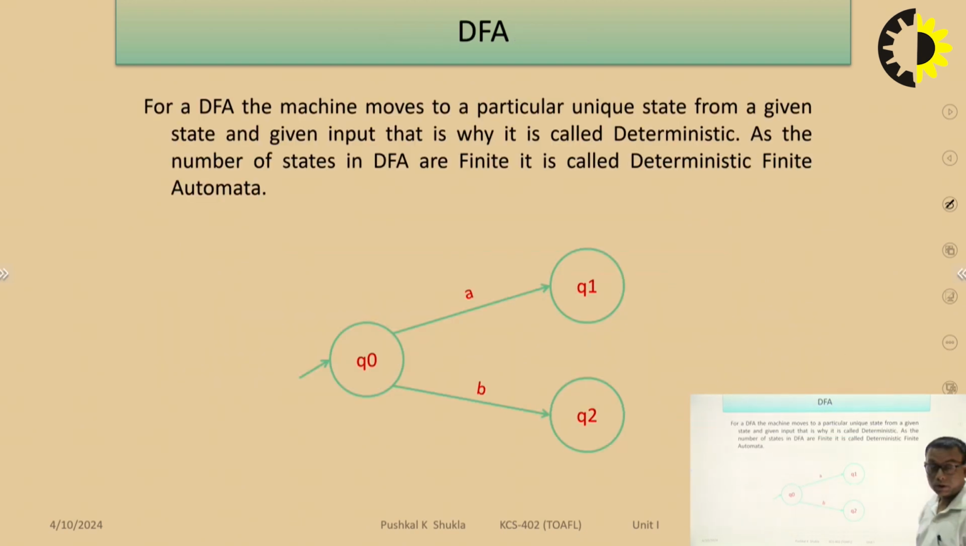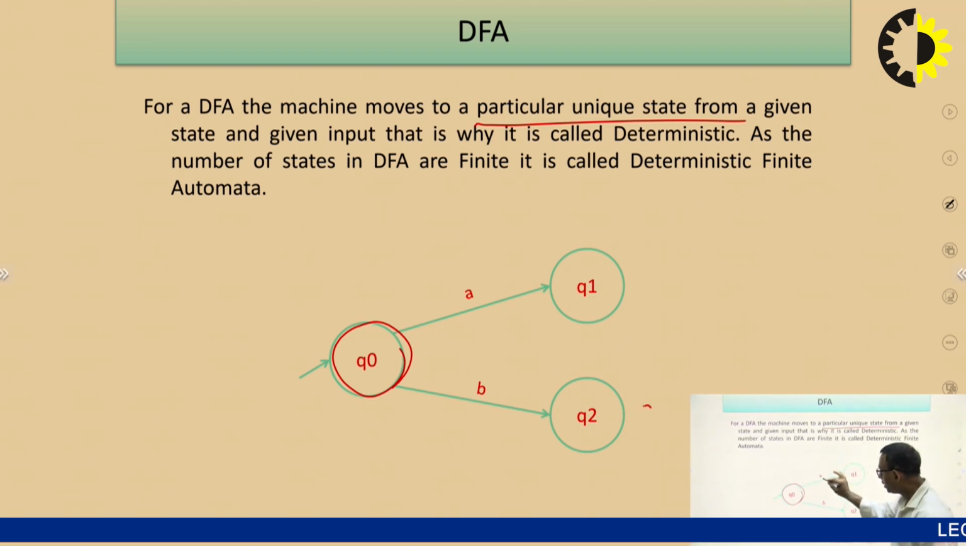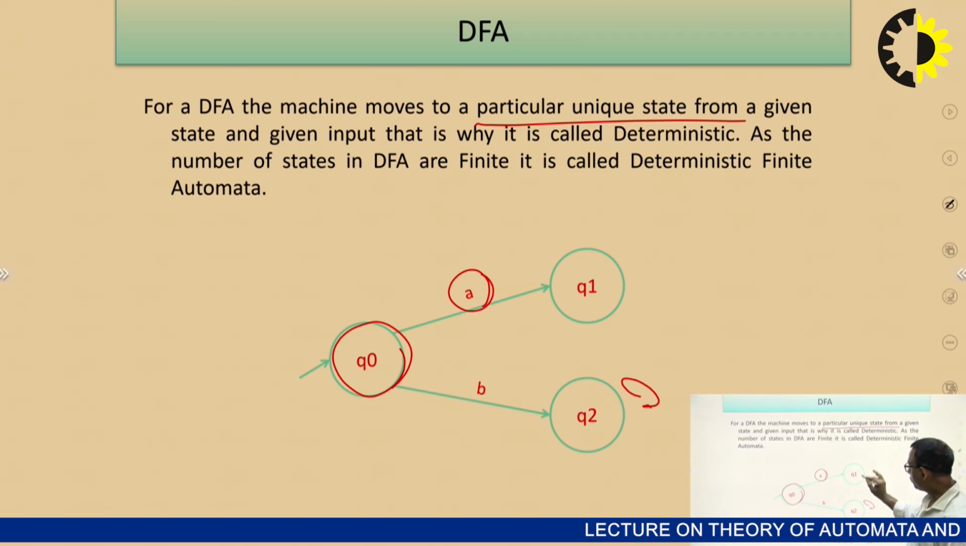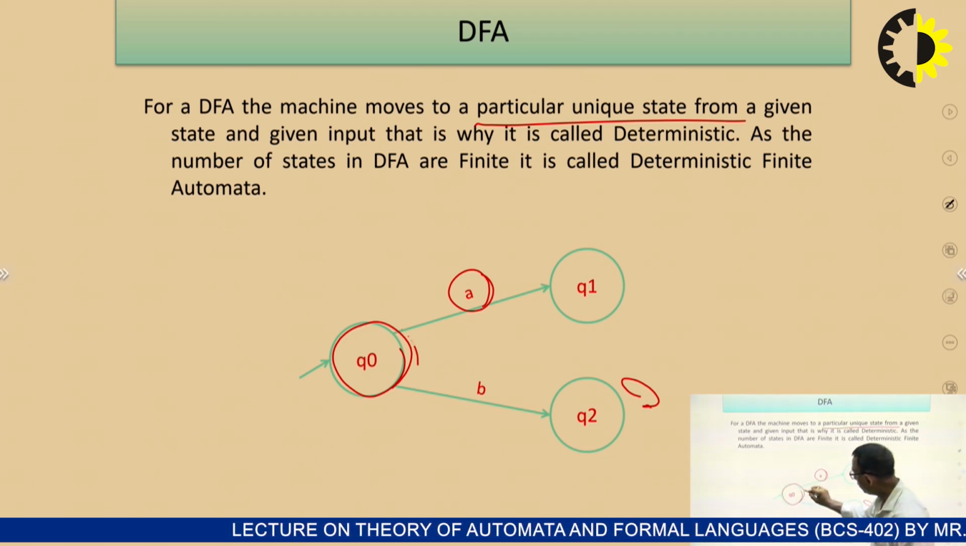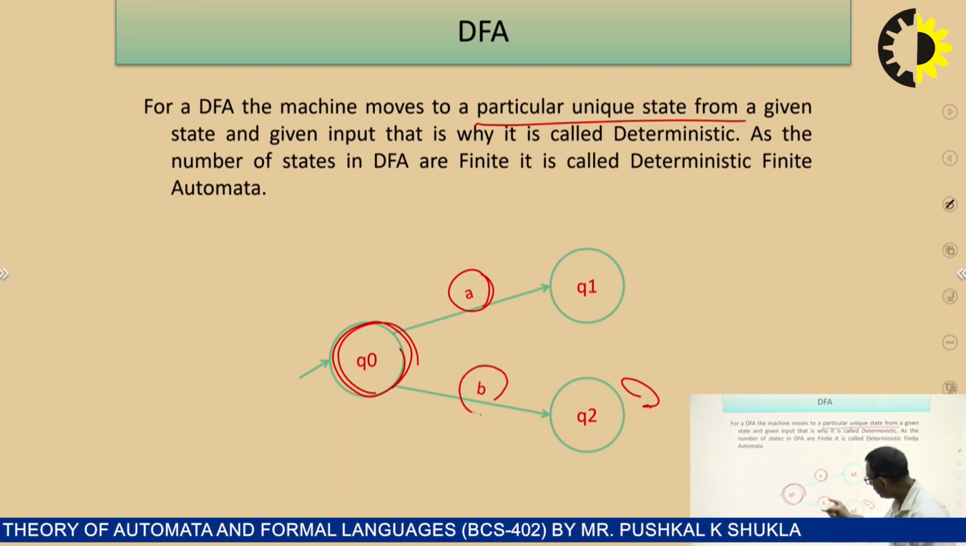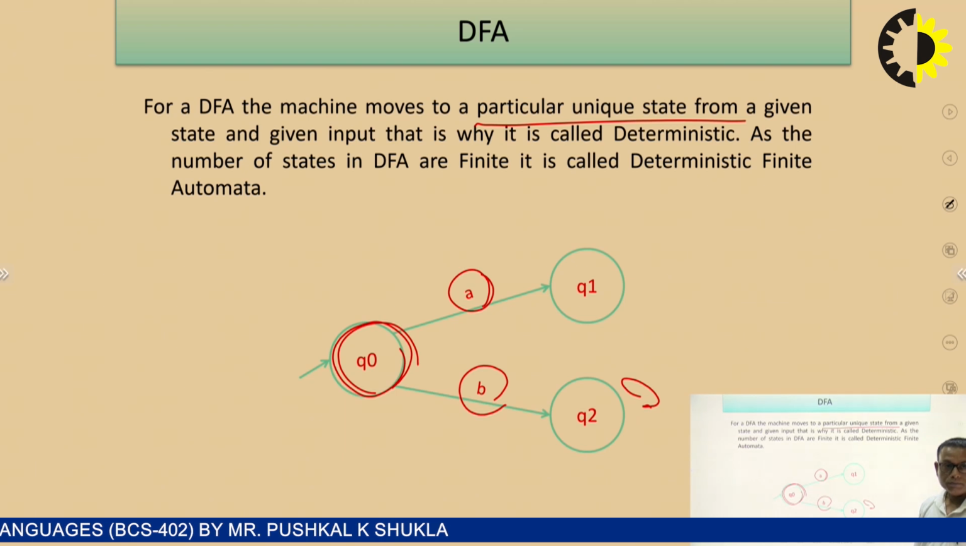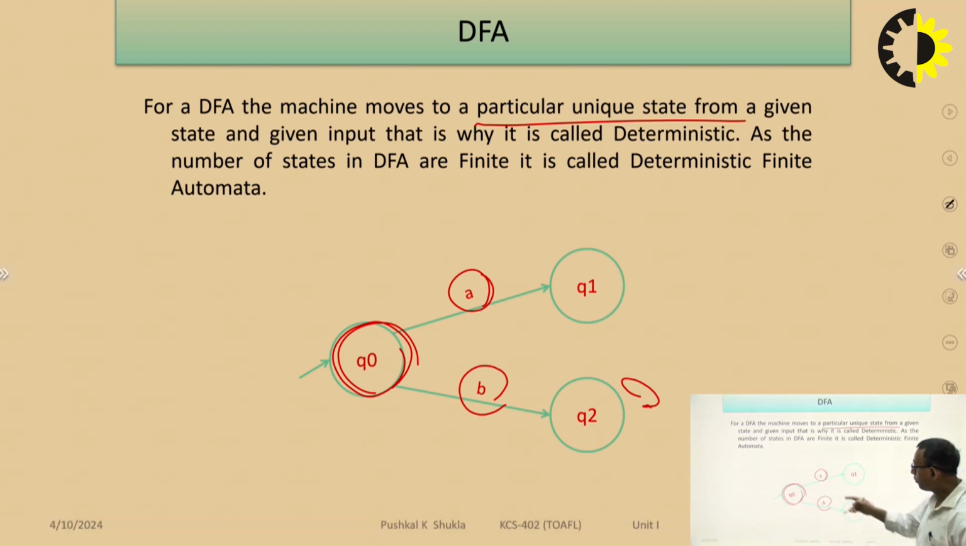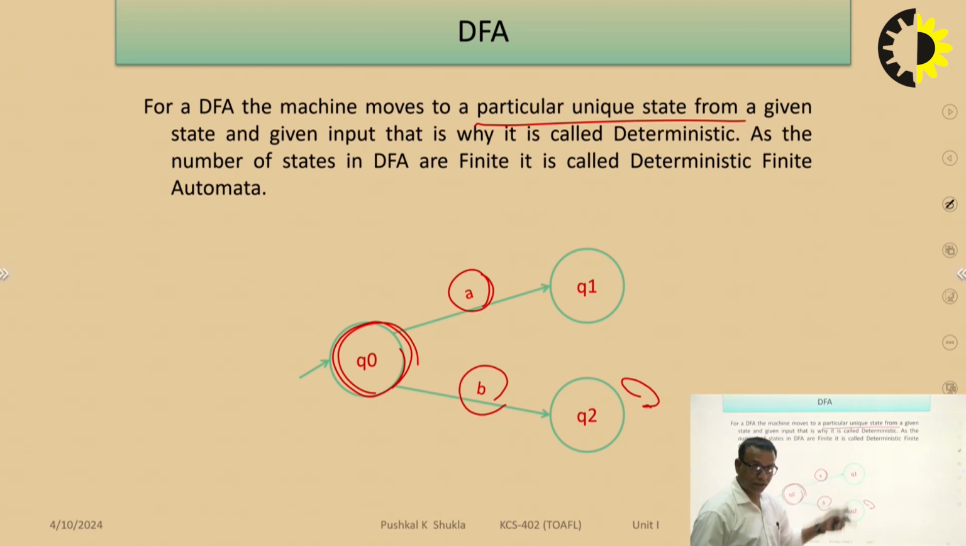Now, DFA. What is DFA? Deterministic finite automata. For a DFA, the machine moves to a particular unique state from a given state and a given input. For example, for the given state Q0 and the given input symbol A, it goes to Q1. For the state Q0 and the input B, it goes to the state Q2. So it is fixed where it will go to the next state for a particular state and a particular input. It is deterministic. That's why it is called deterministic.